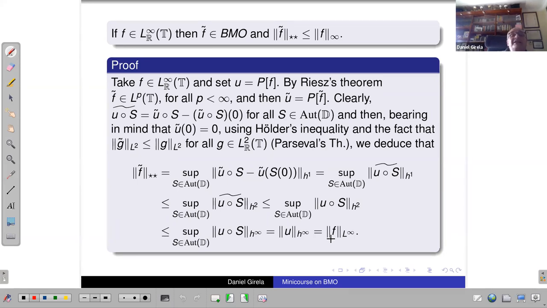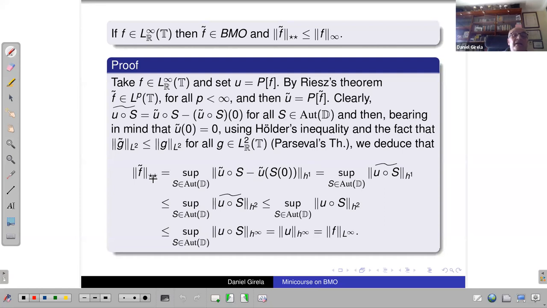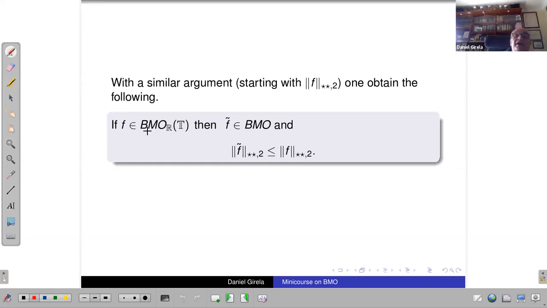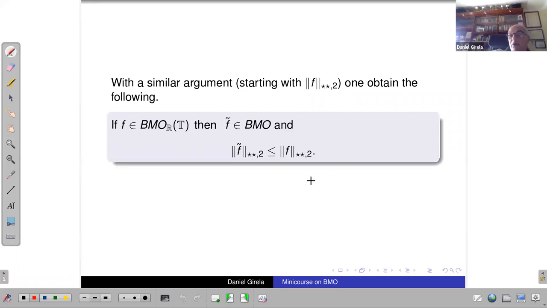Well, anyway, if we essentially use the same argument, but here I started with the f double star with H1, if we start here with H2 with a similar argument, then we can prove that if f actually is in BMO, then it's also true that f tilde is in BMO, and we have this inequality. Actually, it's an argument similar to the one that I have used before for H infinity, but the only difference is that here we start with H2 directly. So we have that the conjugation operator is bounded from L infinity into BMO, and even from BMO into BMO. So this solves more or less the first of the two questions that I said were left open for L infinity.